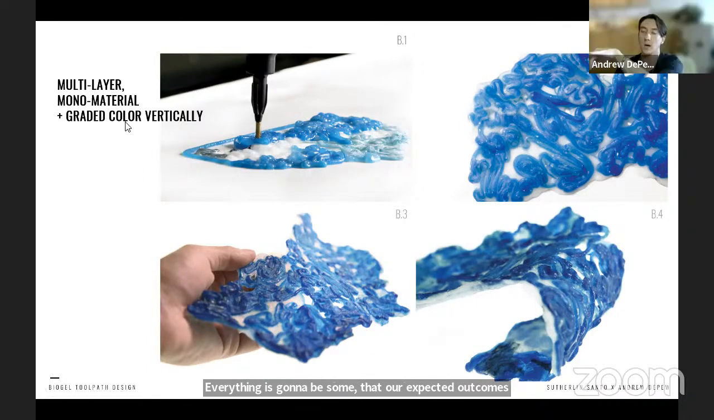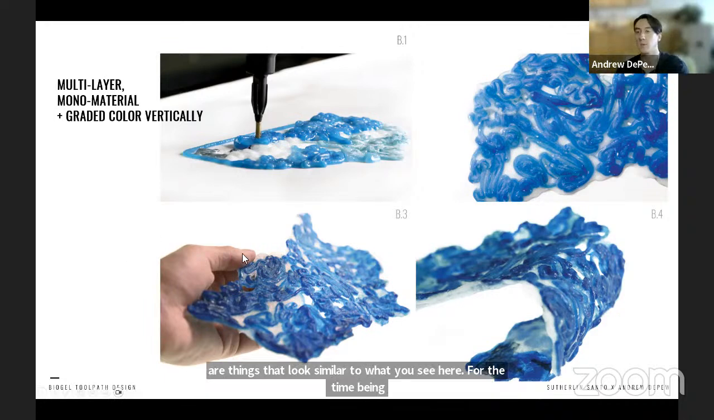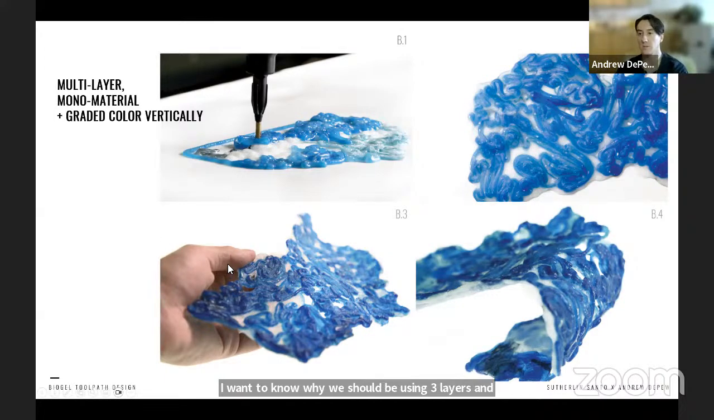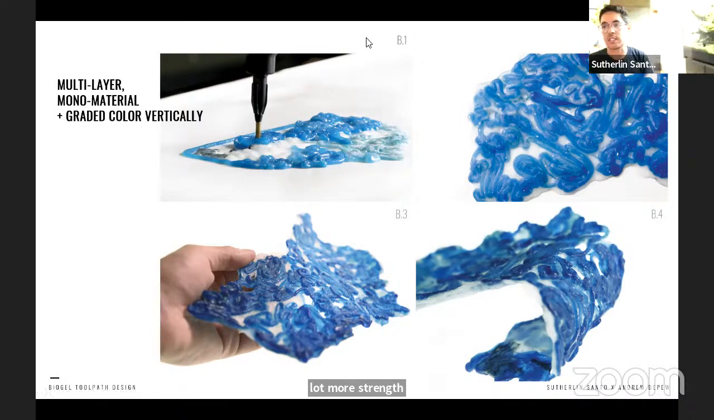Kyle wants to know why we should be using three layers, and that's mostly for strength. If these lines are all just on their own, then as they dry, they're a lot more likely to tear themselves apart. But if you have three layers, you have enough overlap that it helps prevent that. Kind of like a larger scale of what Garrett was talking about yesterday with the fibers connecting. If your tool paths are also connecting on a larger scale, it's going to give it a lot more strength. Yeah, that's actually a really good question.